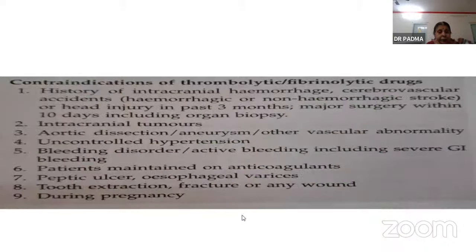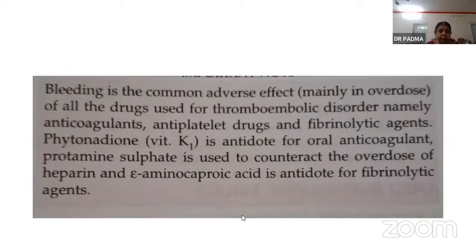Now, contraindications to fibrinolytic therapy. Intracranial hemorrhage, so you have to do an MRI or CT scan or whatever it is, or clinically, in those days, they used to find out according to the signs and symptoms. So history of intracranial hemorrhage, CVS, etc., or aortic dissection or uncontrolled hypertension, bleeding disorders, then patients on anticoagulants, esophageal varices, ulcers, tooth extraction, fractures, or even during pregnancy because of antiphospholipid antibody, etc.